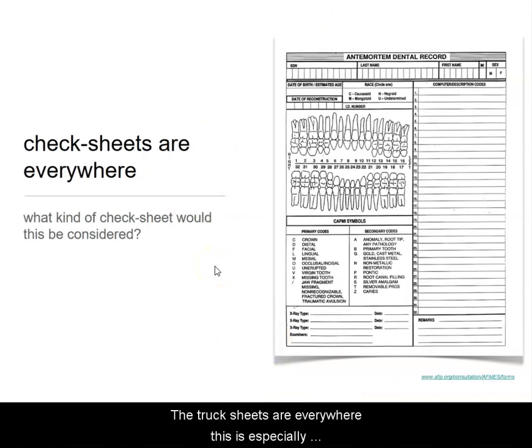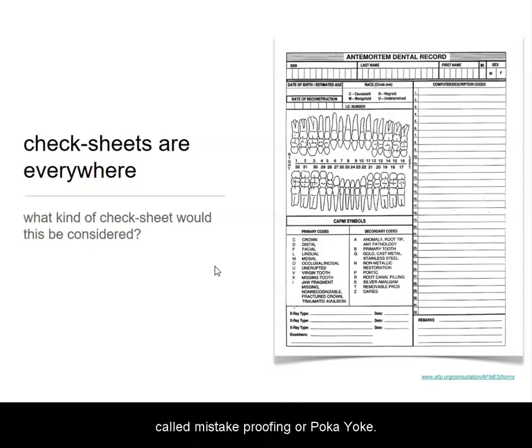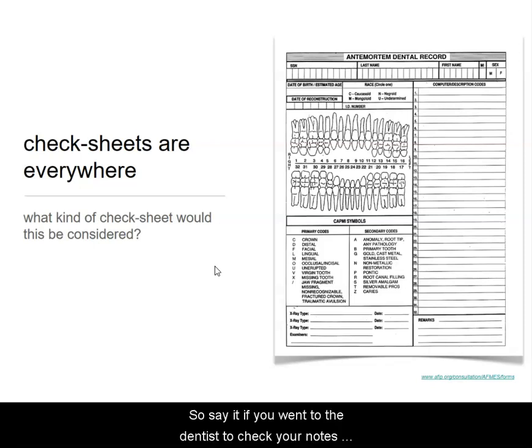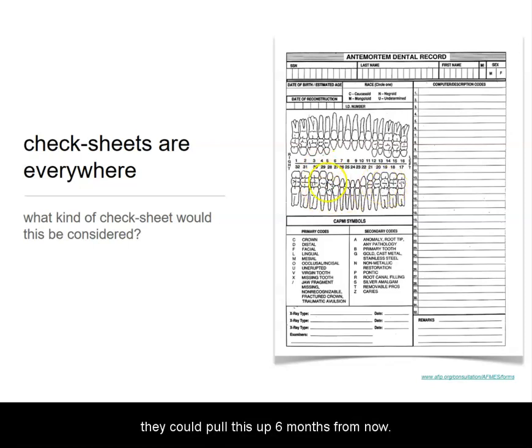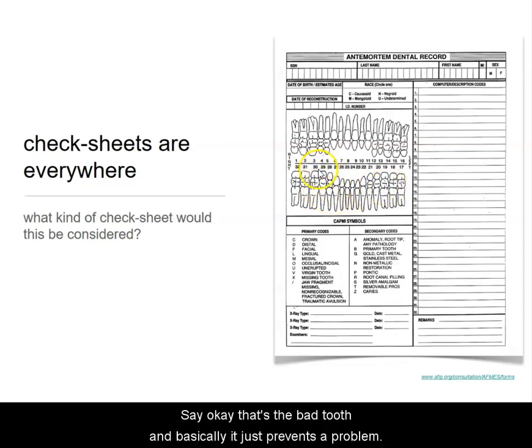So check sheets are everywhere. This is a check sheet when you went to the dentist, right? What we're going to talk about a little bit later is called mistake proofing, or Poka Yoke. So say you went to the dentist, they took your notes, and they circled the particular tooth they want to extract. So they know exactly what tooth is the problem. They could pull this up 6 months from now and say, okay, that's the bad tooth. Basically it prevents a problem or a defect from occurring, say if they circled the wrong one, or if they forgot which tooth you were going to be pulling, then they pull the wrong tooth. That would not be good.